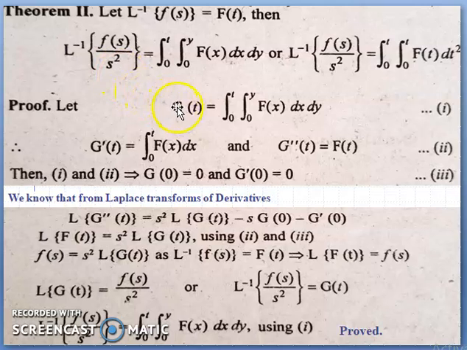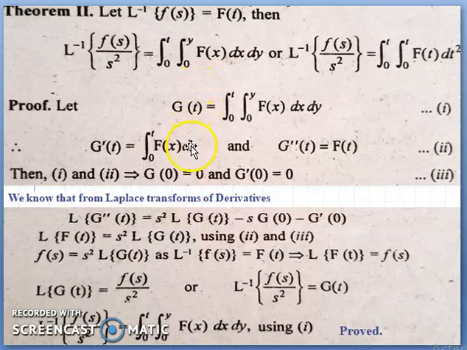By the same way as theorem 1, let g(t) equal the integral from 0 to t, from 0 to y of f(x) dx dy. This is equation number 1. After differentiating, we get g'(t) equal to the integral from 0 to t of f(x) dx, because the first derivative has to be cancelled, and again the second derivative g''(t) equal to f(t). This is equation number 2.